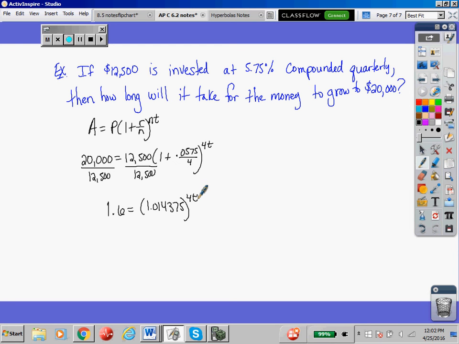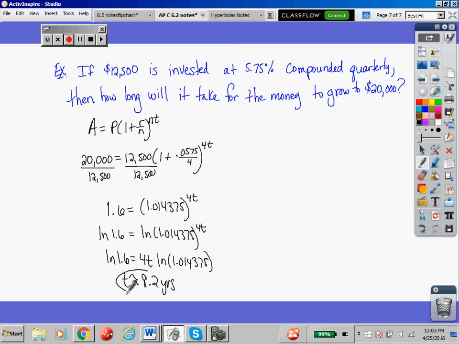Now, what do I need to do if I want to solve for t? Yes, let's take the natural log of both sides. And then you can bring down the power. Now, you can take the natural log of 1.6 and then divide by 4, then divide by ln of that decimal number. So I'm getting about 8.2 years.